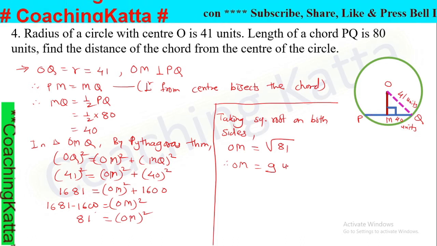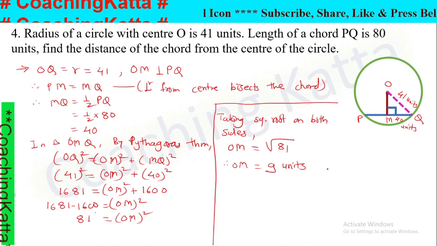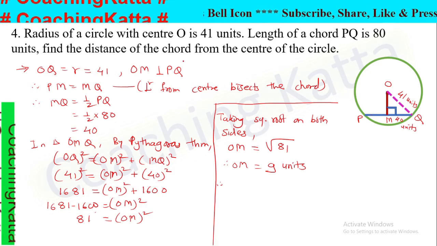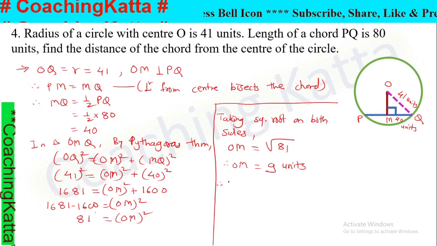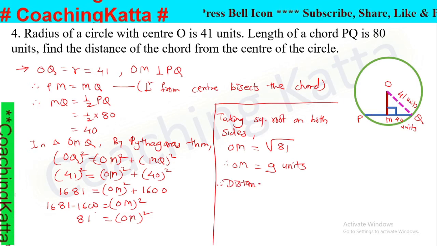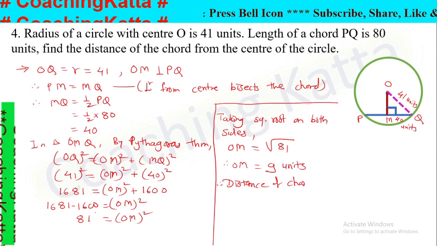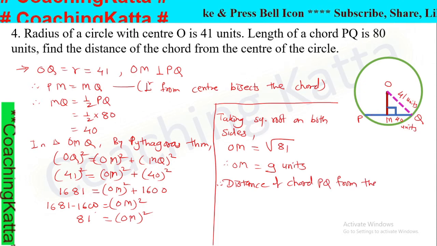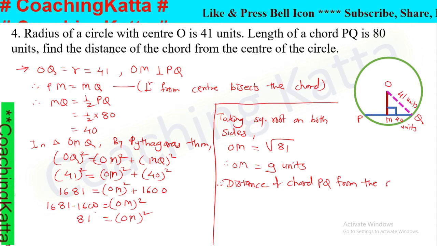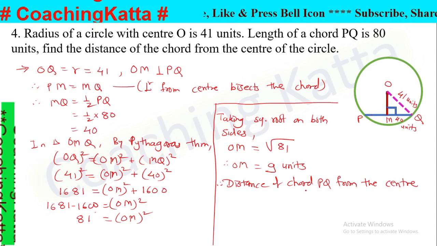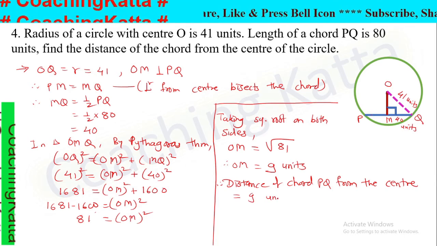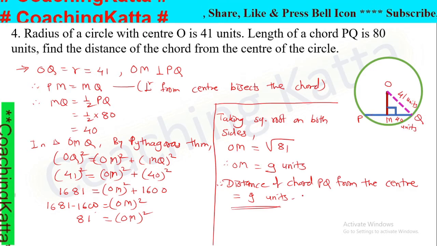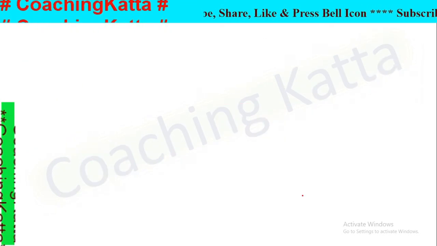So write here units, not centimeter, units. Therefore write the answer in a full sentence: the distance of chord PQ from the center is equal to 9 units, and this is our final answer. Okay, that's it. Next example.